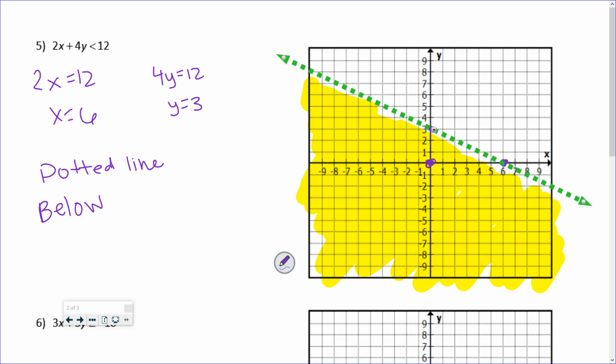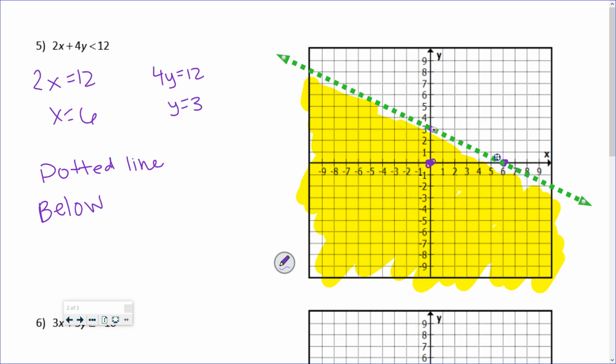Jamie, how about 6, 0? Is it included? It's on the line, would that be included? It's on the line, but what is the line? It's not. Good, because my line is dotted, so our 6, 0 is not going to be included.